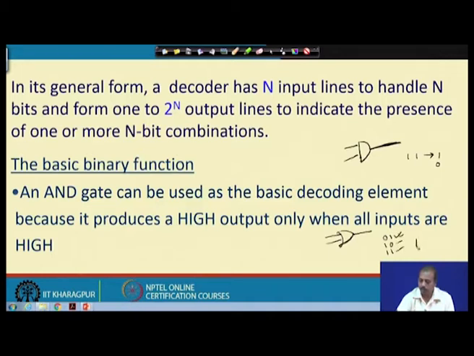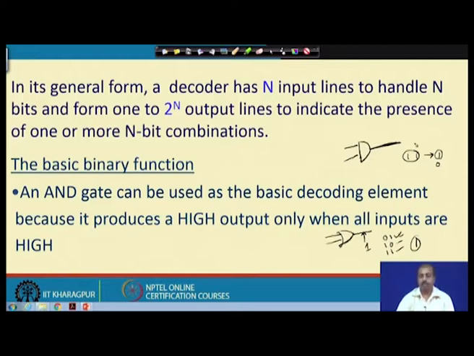So, it is producing 1. If I just look at this output and see that this is 1, I cannot tell what was the corresponding input pattern. But for an AND gate, it is true that as soon as you look at the output and find a 1 there, you know the input pattern is 1 1. So, in some sense, an AND gate can be said to be a decoder.